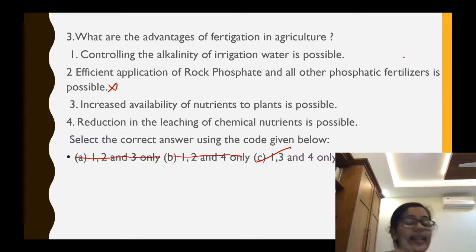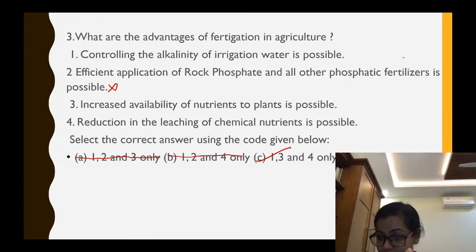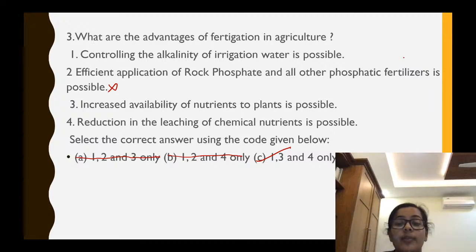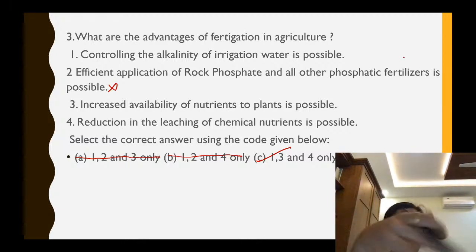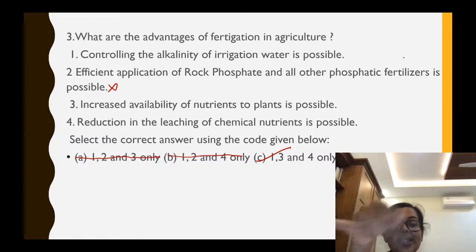Always remember, at least next time you are facing this, if you don't know what it is, what you have to write: the simple funda is avoiding the general statement. Only one thing you have to do. You don't know anything, but you know that the second statement is a general statement. What do you do? You purposefully delete the general statement. Directly you get the answer C.